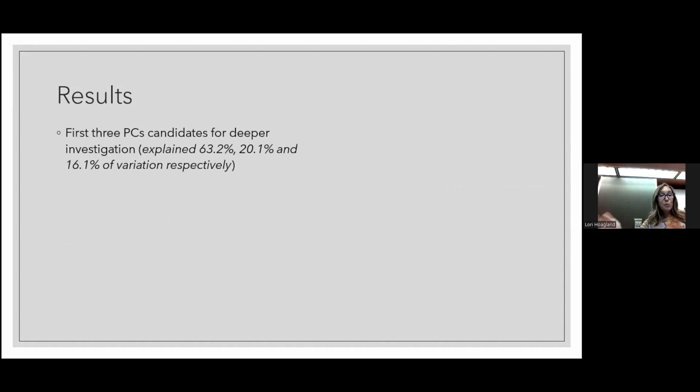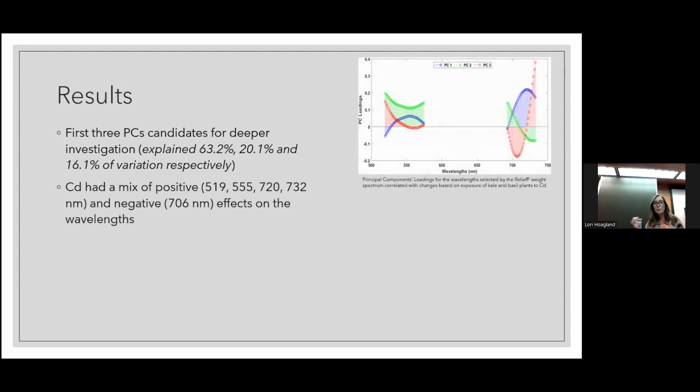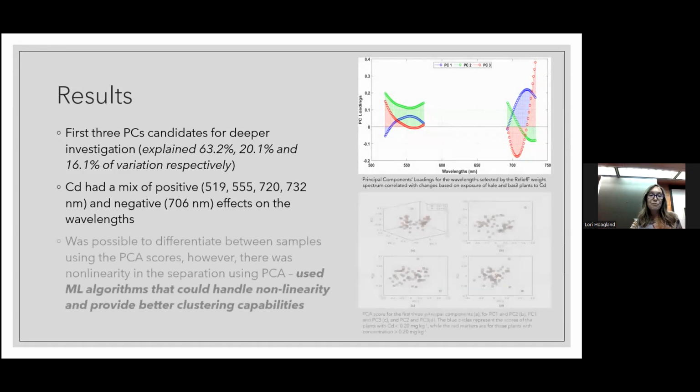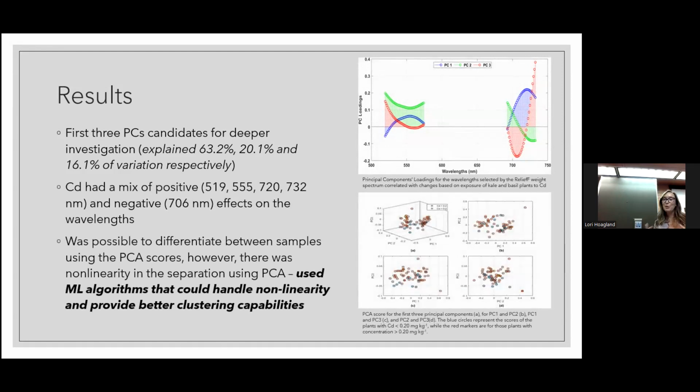So the first 3 principal components were candidates for deeper evaluation. We found a number that were positively impacted by the cadmium and one that was negatively impacted. And then using that, we found that it was possible to differentiate between samples based on these PCA scores. However, there was nonlinearity in the data, so we moved into using these machine learning algorithms that could handle the nonlinearity and provide better clustering than you can see here in these principal component analyses.